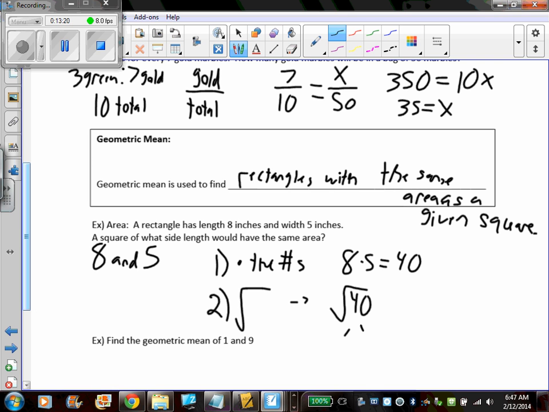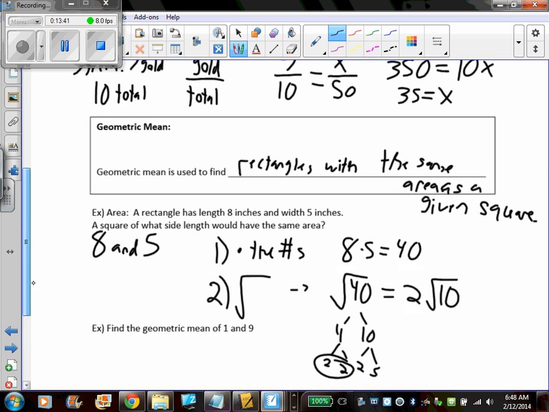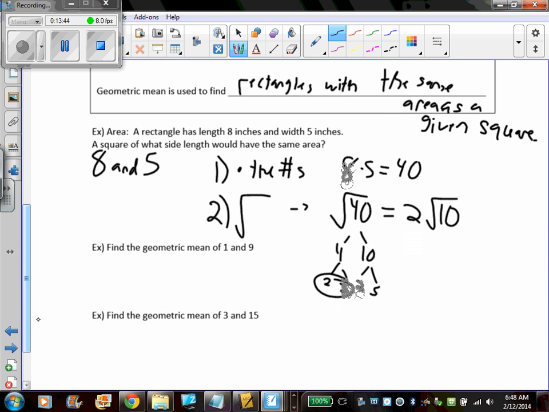We could split this one up. For 10, these are both 2's. This is 2 and 5. We have a pair of 2's, which goes on the outside. And then we have a leftover 2 and 5, which is going to turn into 10. So 2 root 10 would be the side length of that square that had the same area as that rectangle. They would both have an area of 40, but 2 root 10 is the side length of the square.